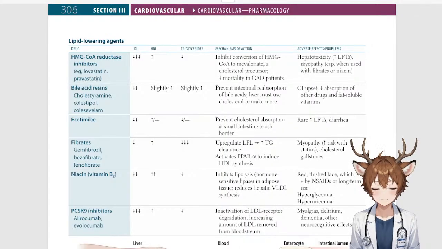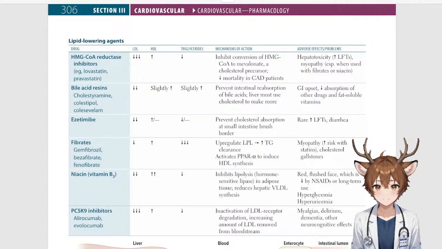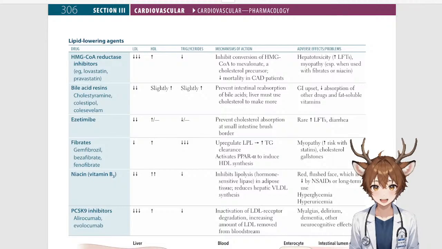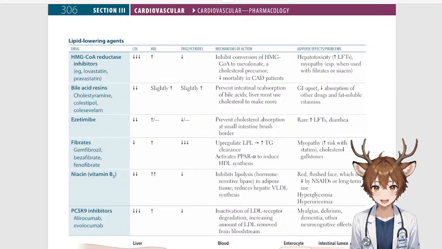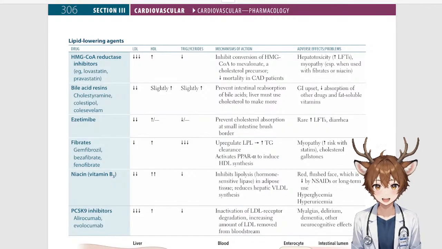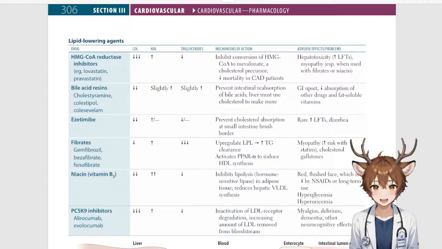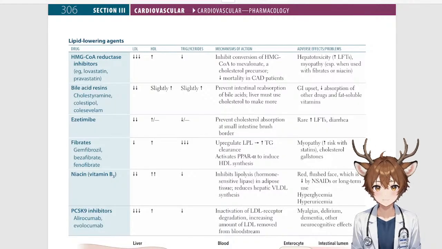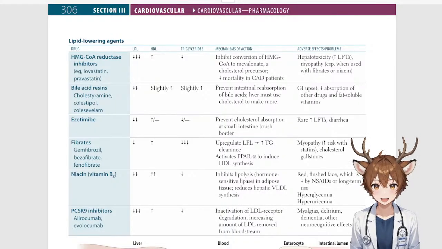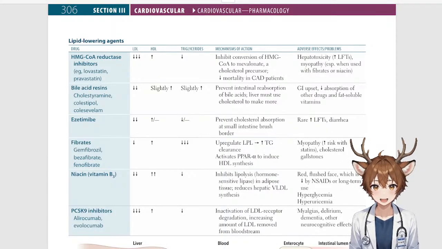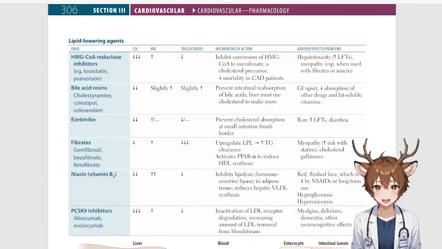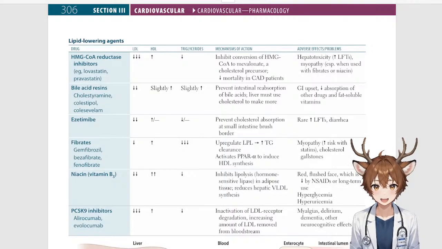So, fibrates: fenofibrate, gemfibrozil, and an older one called bezafibrate. I don't know how much they talk about that one anymore, but they still talk about gemfibrozil and fenofibrate. You have a decrease in LDL, an increase in HDL, and a major decrease in triglycerides. How does it work? It activates PPAR alpha, which upregulates LPL, lipoprotein lipase, which increases the clearance of triglycerides. They activate PPAR alpha, which induces HDL synthesis as well.